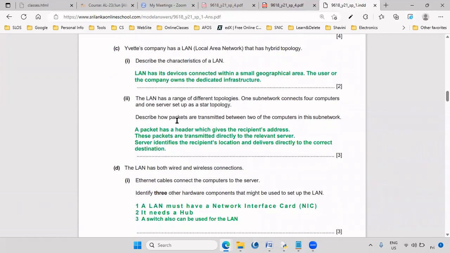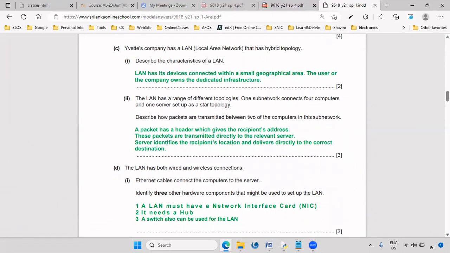One subnetwork connects 4 computers and 1 server set up as a star. Describe how packets are transmitted between 2 of the computers in this. It has a header which gives the recipient's address. These packets are transmitted directly to the relevant server. The server identifies the recipient's location and delivers directly to the correct destination.